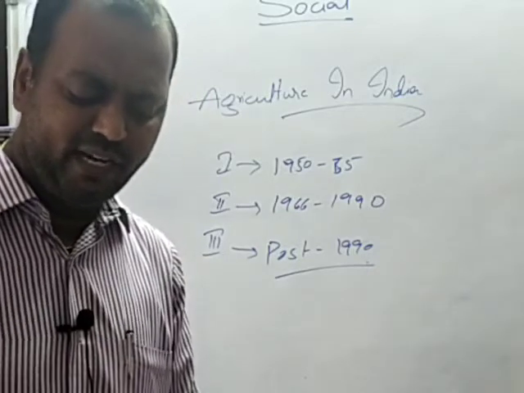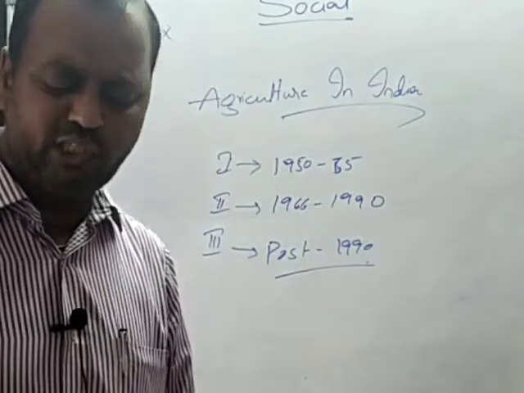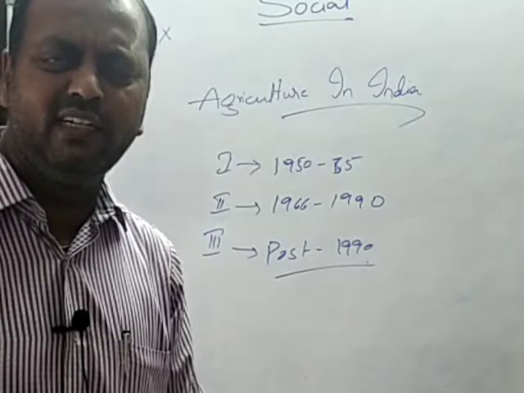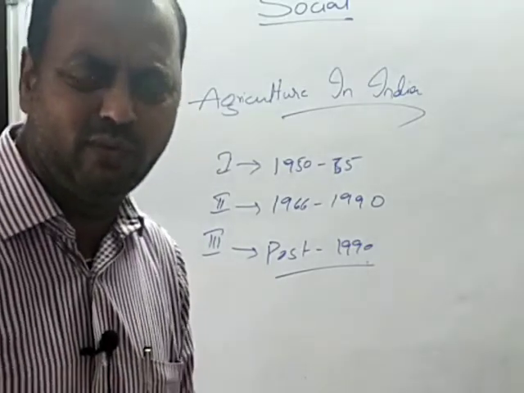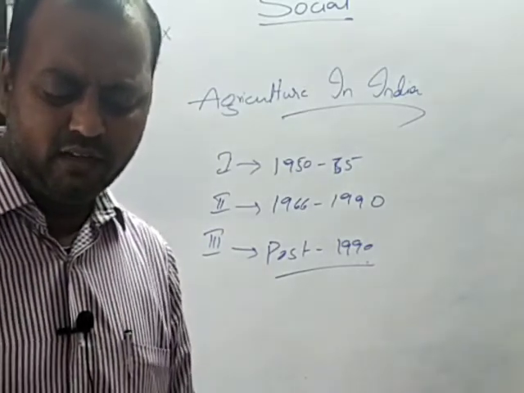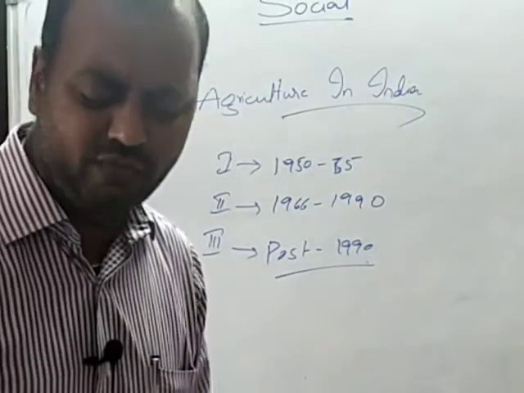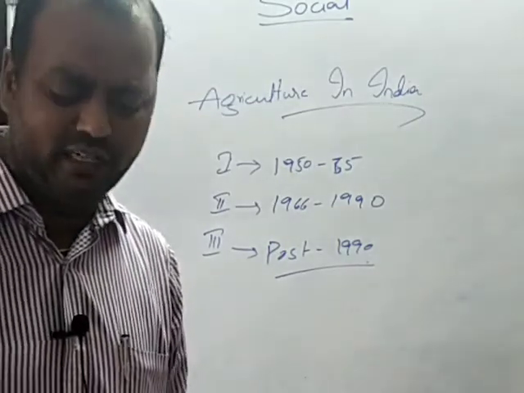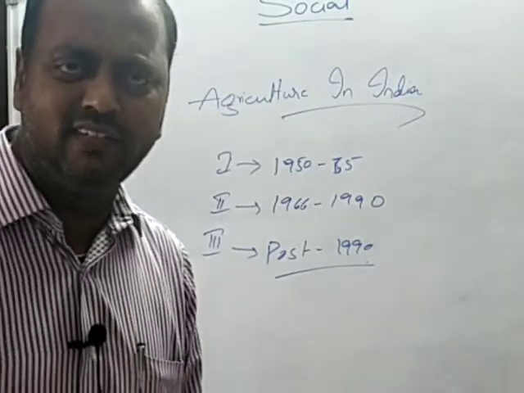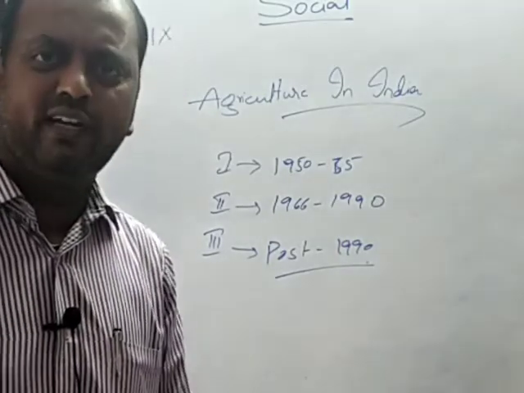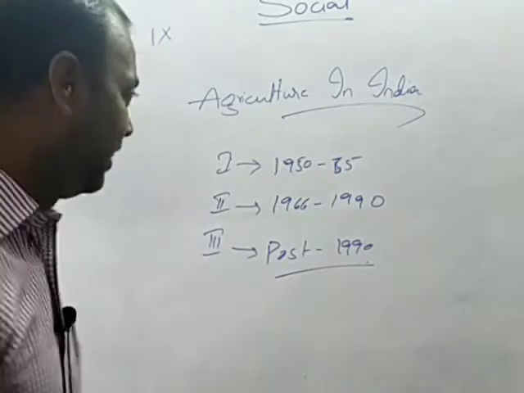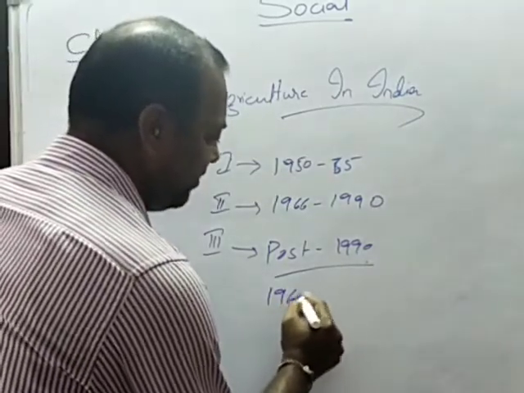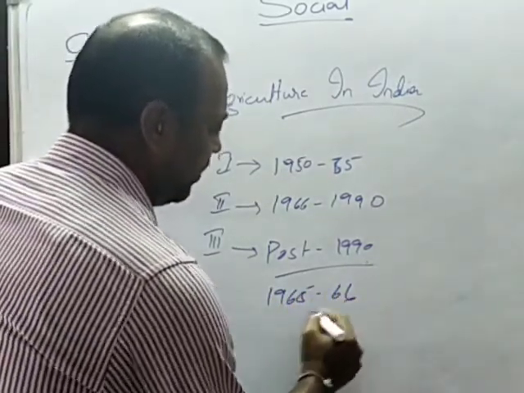Despite these developments, the food shortage continued during 1962-65, when there was a war with China and Pakistan. The government spent a lot of money on the war. There was very little rain also. There were drought-like conditions, and 1965 and 1966 were declared as drought years.